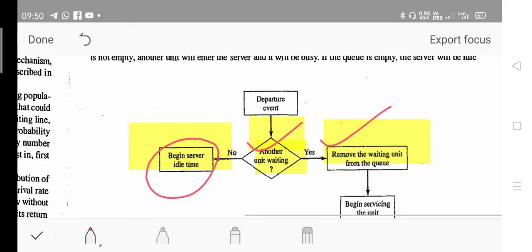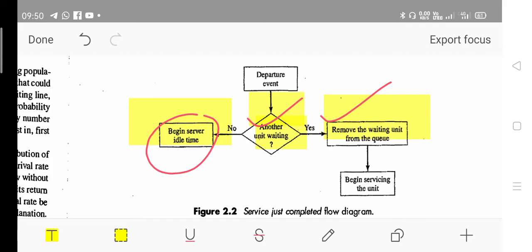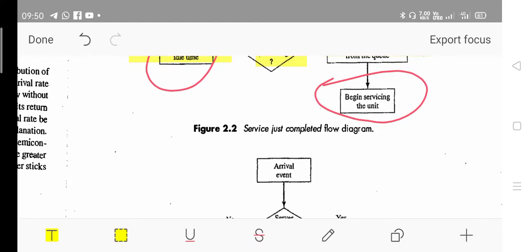If another person is waiting, then what you have to do? You have to remove the waiting unit from the queue. Person B is standing behind person A, right? Person A is in front of the teller or cashier getting the service. Once his service is completed, it will be the turn of person B. So remove the waiting unit from the queue and begin serving the unit. Very simple things. Easily you can answer such types of questions.